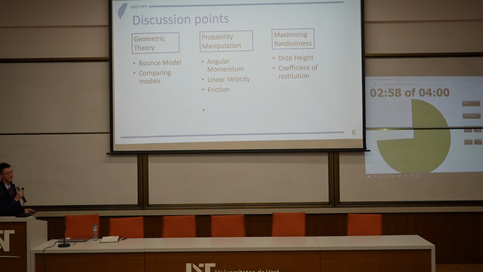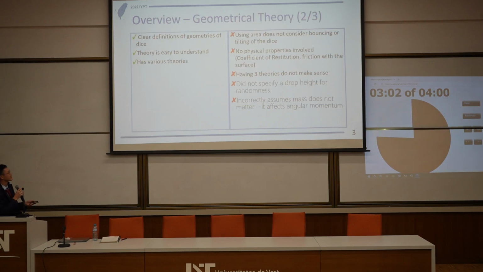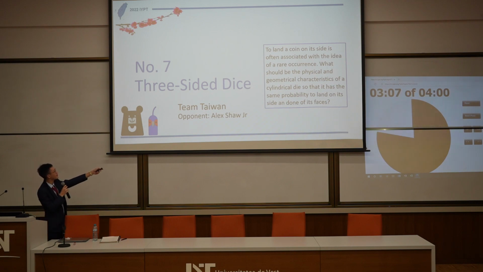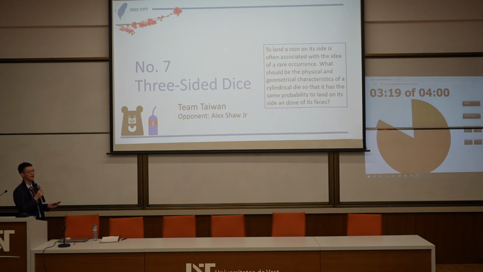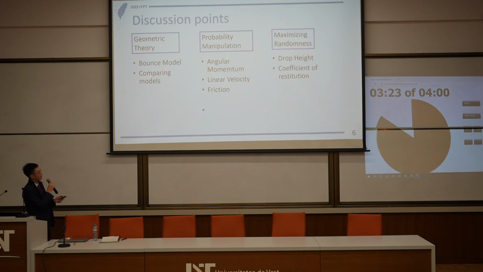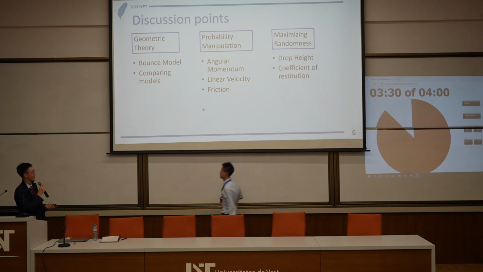I would also like to discuss really important things, which is probability manipulation, because unfortunately, so far the reporter only, the problem statement asks for the physical and geometrical characteristics of a cylindrical die, but I think the report only mentioned the geometrical characteristics, which unfortunately omits all the physical characteristics which can be achieved through changing the initial conditions. So the probability manipulation includes angular momentum, linear velocity, and friction, which changes all of them. And I can see the clock, by the way.